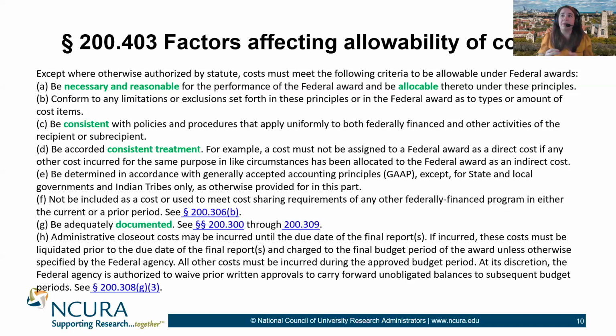Being consistent, making sure that you're applying consistently across all projects. We don't want to be wishy-washy. That really goes back to our internal controls, which Rashawn is going to talk about a little bit more later.